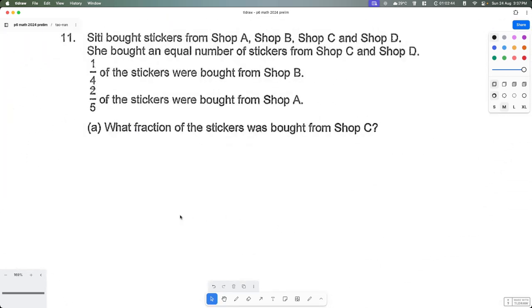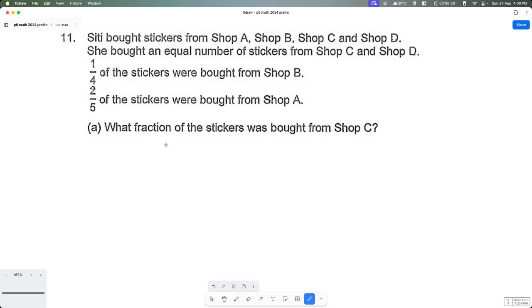Question 11a. CT bought stickers from shop A, B, C, and D. She bought an equal number of stickers from shop C and D. 1/4 of the stickers were bought from shop B. 2/5 of the stickers were bought from shop A. What fraction of the stickers were bought from shop C?